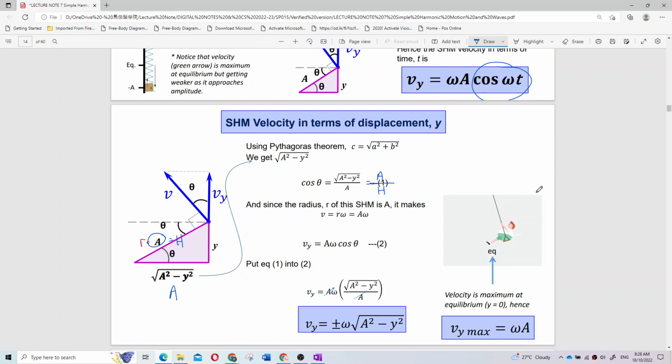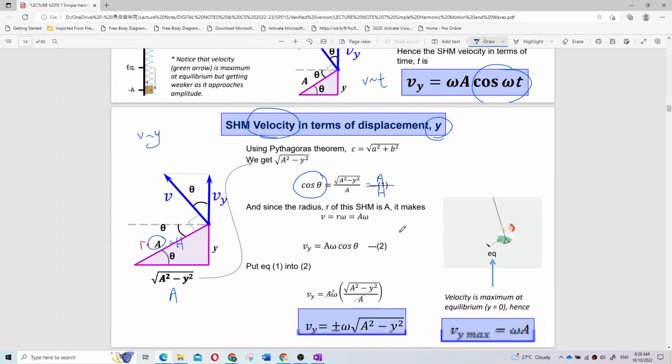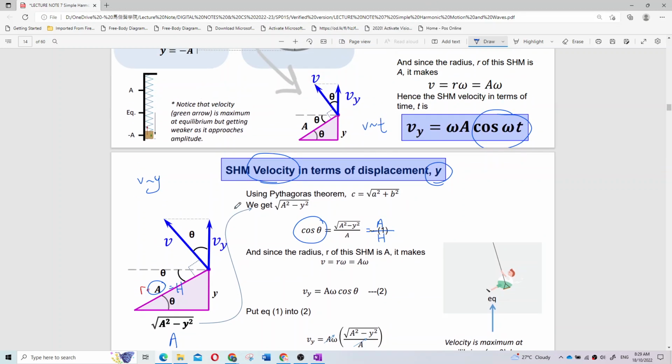Okay. So that's why we need to find out what is cosine theta. Why do we need to know all this? Because we want to find the equation of velocity versus displacement. We want to find the relationship between velocity and displacement. This equation is velocity versus time. We need to find another equation, velocity versus displacement, not velocity versus time. Understand? So this cosine omega t, we need to substitute with displacement.